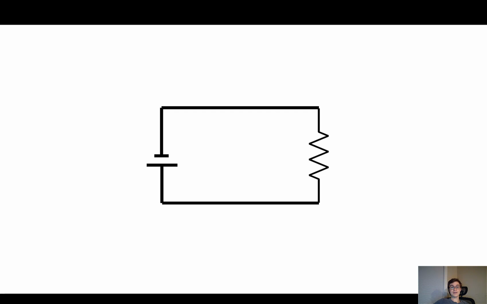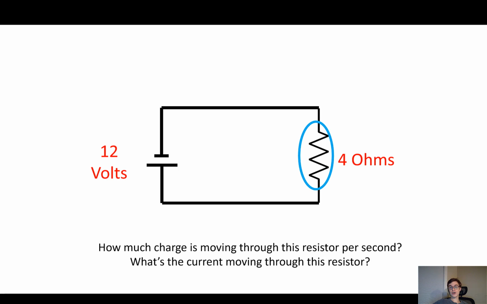As an example, I'm going to analyze this circuit. I have one battery and one resistor. The battery is going to give energy to a charge. The resistor is going to take the energy away. Let's say that I have a 12-volt battery and a 4-ohm resistor, and I want to know, how much charge is moving through this resistor every second? What's the flow rate of the electricity? What is the current moving through this resistor?